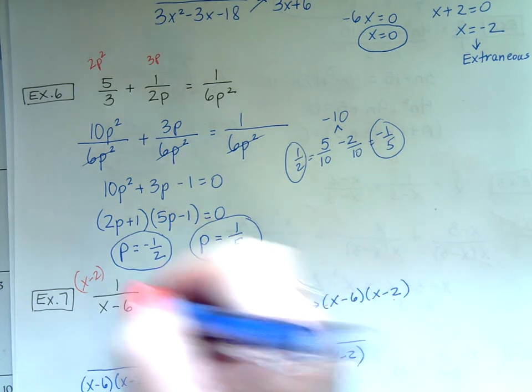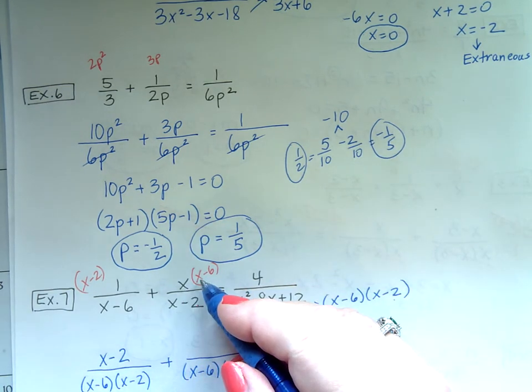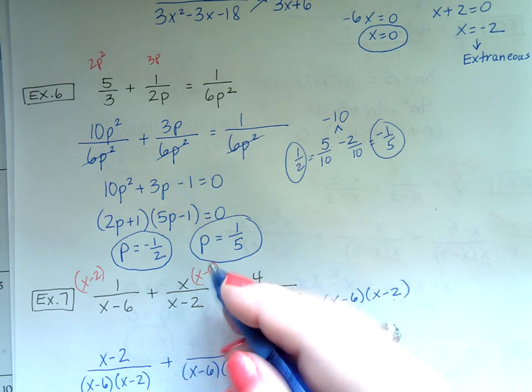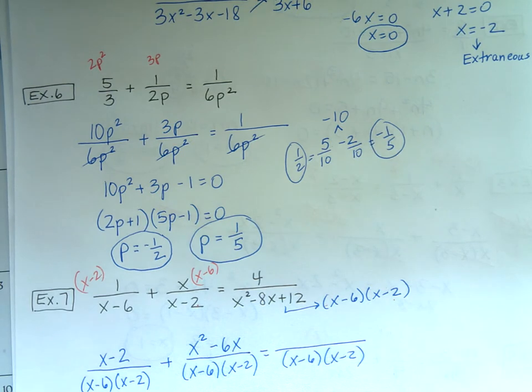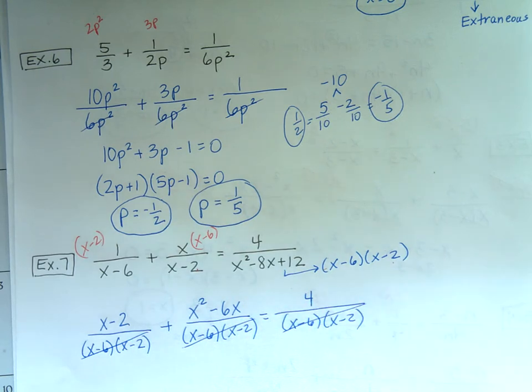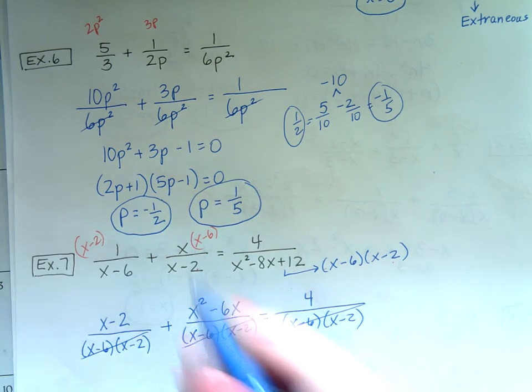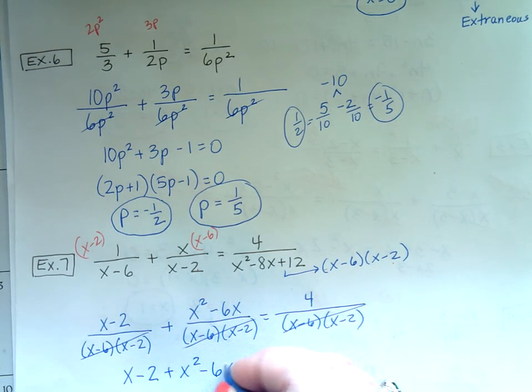1 times x minus 2 is x minus 2. X times x minus 6, now it's a positive x, so positive x times x is x squared. Positive x times negative 6 is minus 6x. And the 4 we said doesn't need anything. So after you've gotten the common denominators all the way across, they cancel out. The math move is that you're multiplying each piece by x minus 6 times x minus 2 over 1. And that cancels them all out. So I'm left with just my numerators. X minus 2 plus x squared minus 6x equals 4.